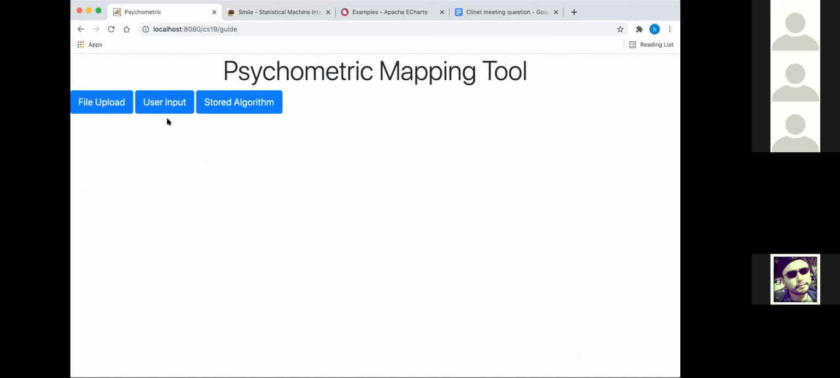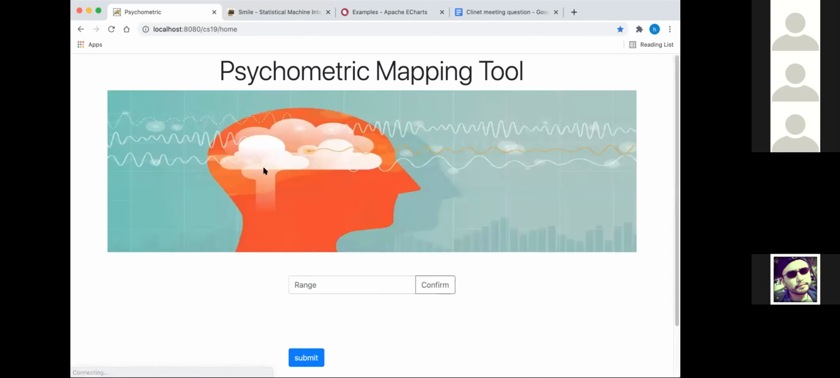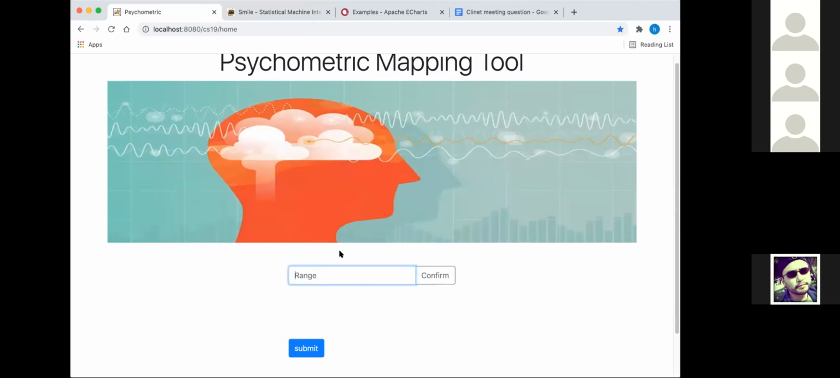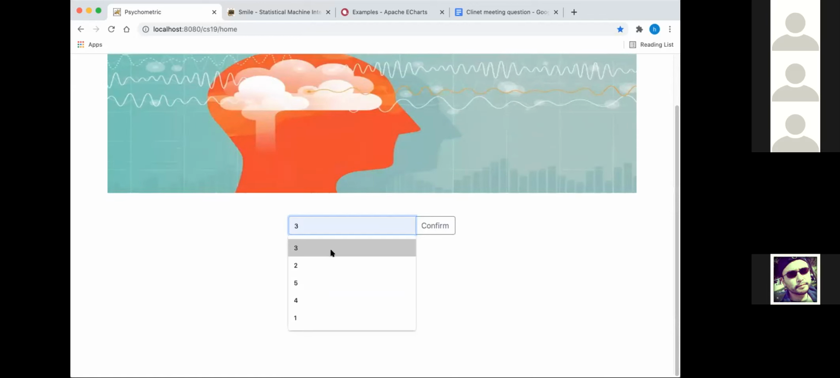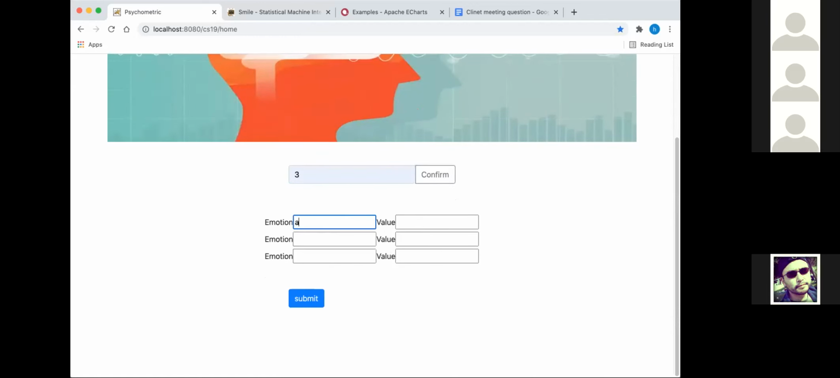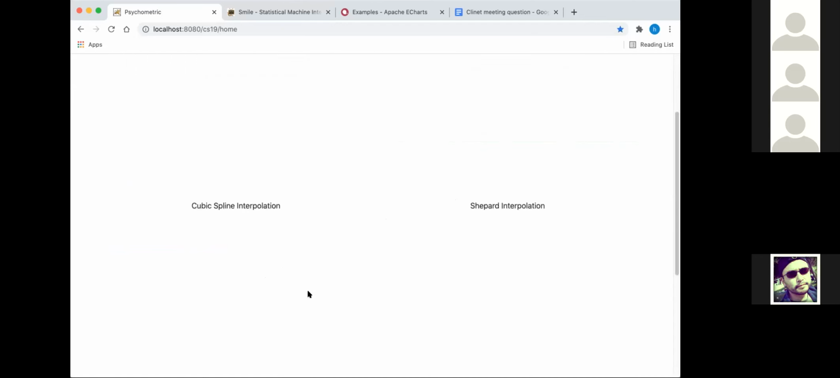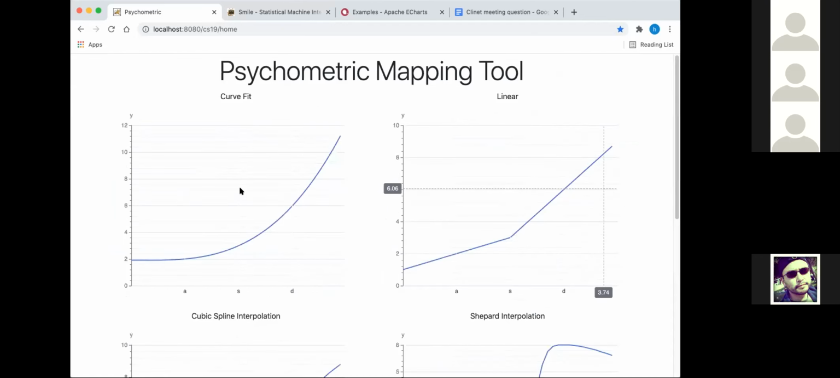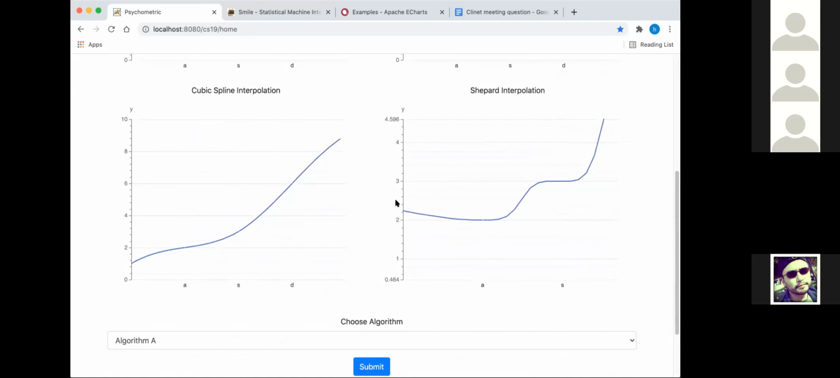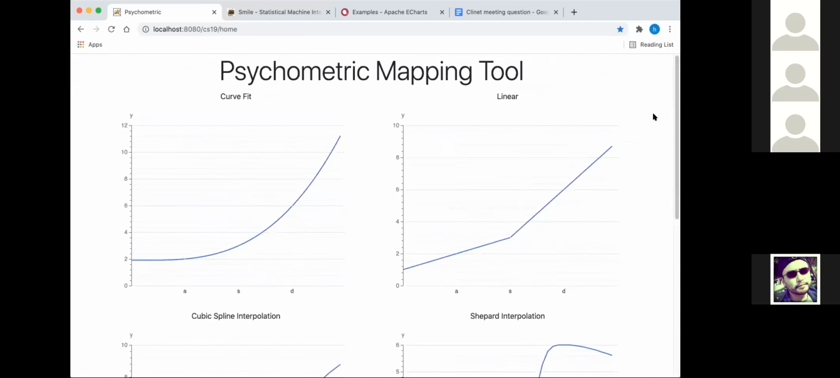Users have three choices. The first is to input the psychometric values by themselves. After submitting, they can have four different visualizations of their input. What is this based on?